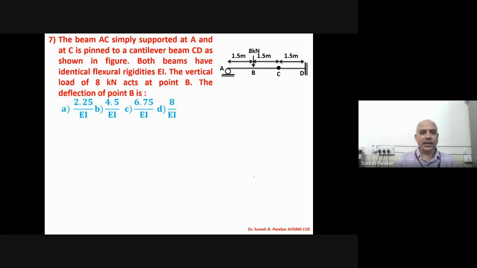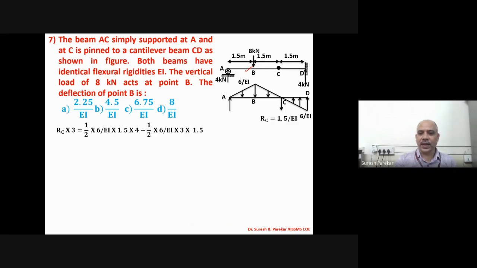Then in this, we are interested to find the deflection at B. So we are going to solve this problem by the conjugate beam method. First we have calculated reactions because we have to plot the M by EI diagram, and then we have plotted the M by EI diagram. From this, we are going to get the value of RA. If you calculate, then you will get the value of RC downward 1.5 upon EI and RA 6 upon EI.